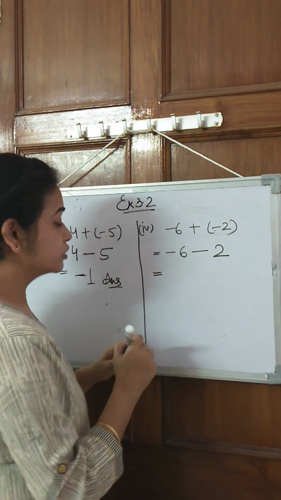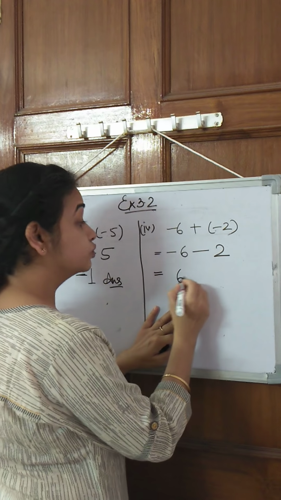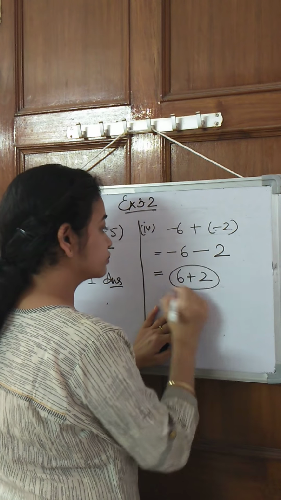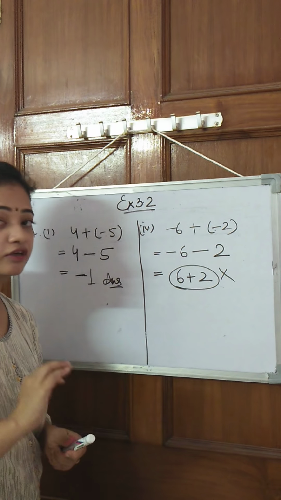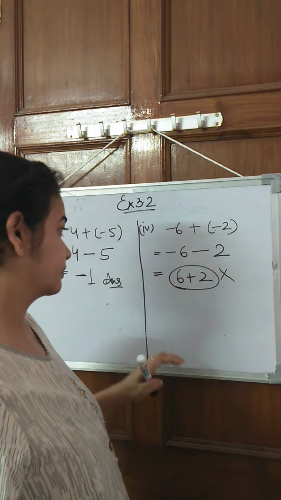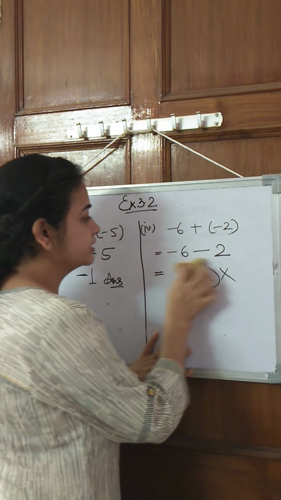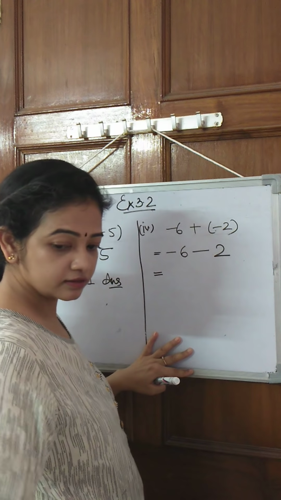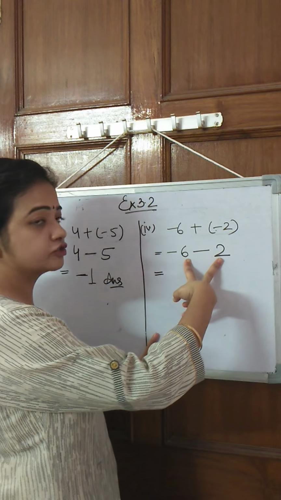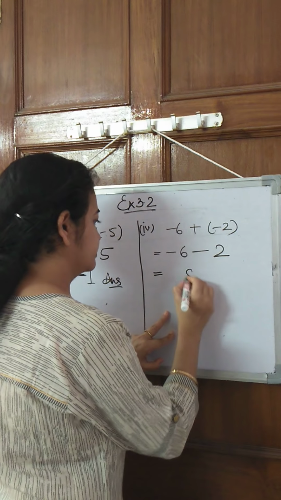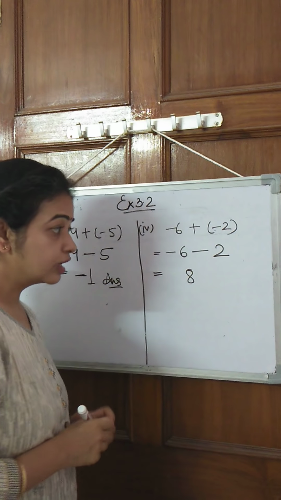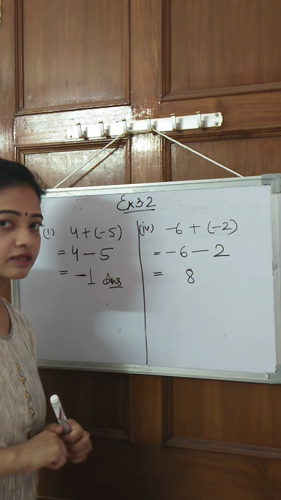We add them. So when I say we add them, we do not write this 6 plus 2. No need to write this. We cannot change the sign of the number. When I say minus minus plus, then I only add these two numbers. I know 6 plus 2 is 8. So I simply add them and write 8. Now the sign with this number 8.